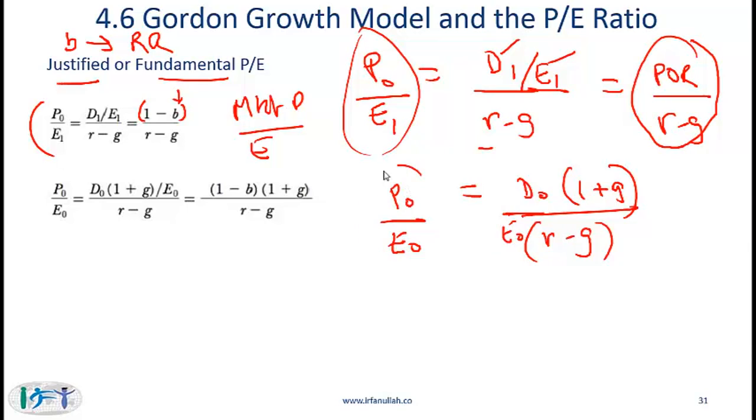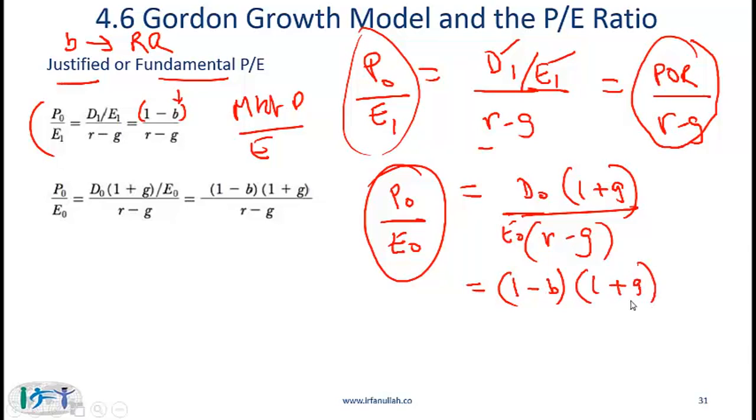What then is the trailing PE? It is equal to, what's D0 over E0? This is again the payout ratio, which can be written as 1 minus B, the retention ratio, into 1 plus G divided by R minus G. So you need to derive this at least once in your life, and then remember that this is the trailing PE ratio and this is the leading PE ratio.